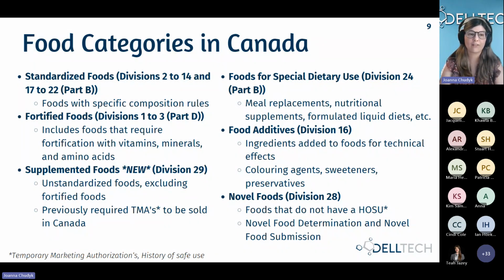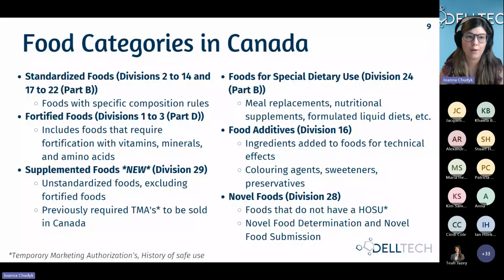So for those of you that are less familiar with this food category, a little bit of history. Historically, we were required to submit something called a temporary marketing authorization application to the Food Directorate in order to sell supplemented foods. This was an application that outlined the formula of your product. You provided your labels for review, and the Food Directorate would come back and issue you a temporary marketing authorization letter, or a TMAL, if they approved the product for sale in Canada.